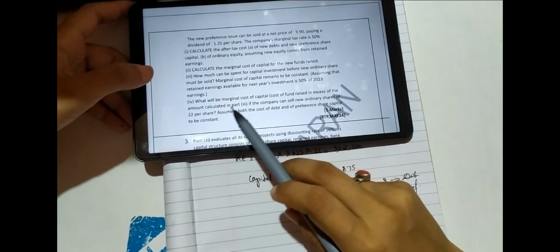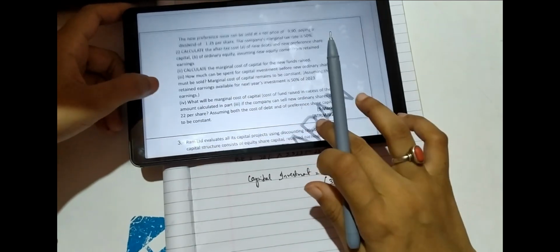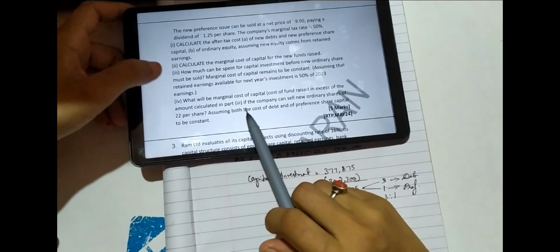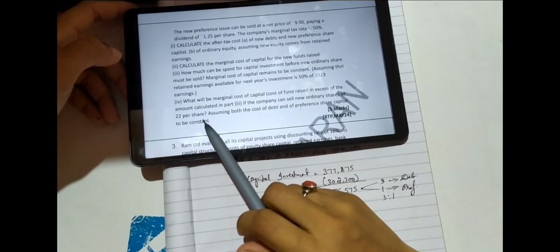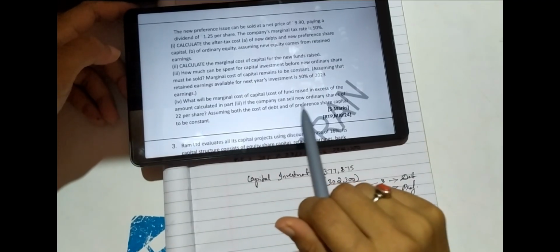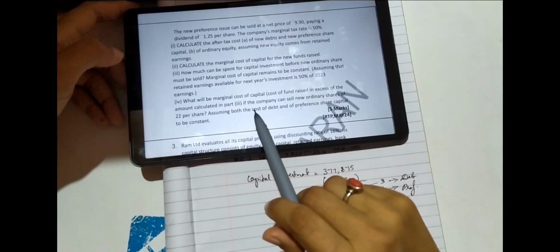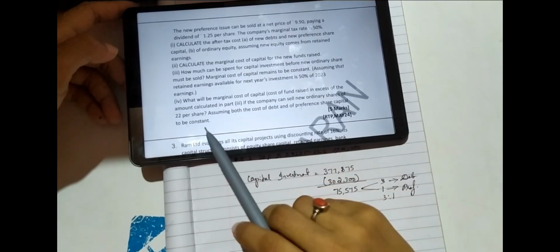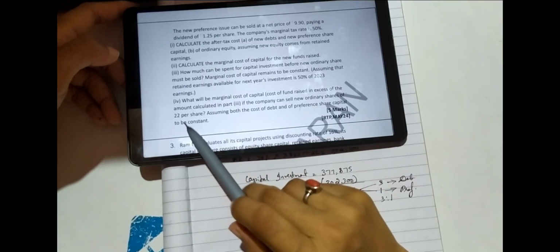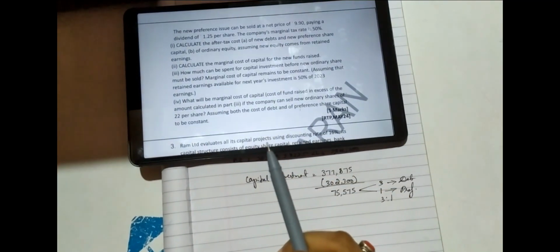And then what they have given: what will be the marginal cost of capital, that is the cost of fund raised in excess of the amount calculated in part 3, if the company can sell new ordinary shares at 22 per share, assuming both the cost of debt and preference share capital to be constant. So now KE is going to change, and from KE we are going to calculate the WACC. Except for that, the rest of the things remain the same.